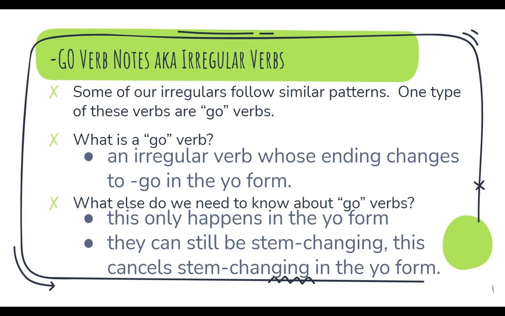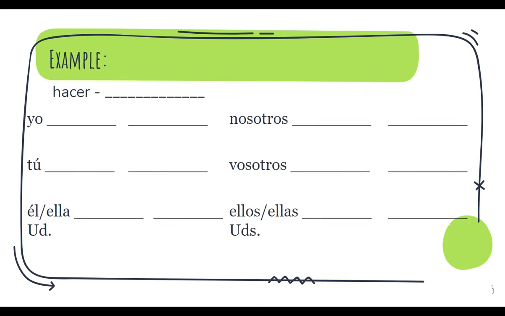There are other verbs that are irregular that don't follow this pattern, and some of them still go to go in the yo form, but are also irregular in other ways. We're not going to talk about those. We're just going to talk about the ones that go in the yo form, and then the rest of the forms are regular. So, for example, we have hacer.